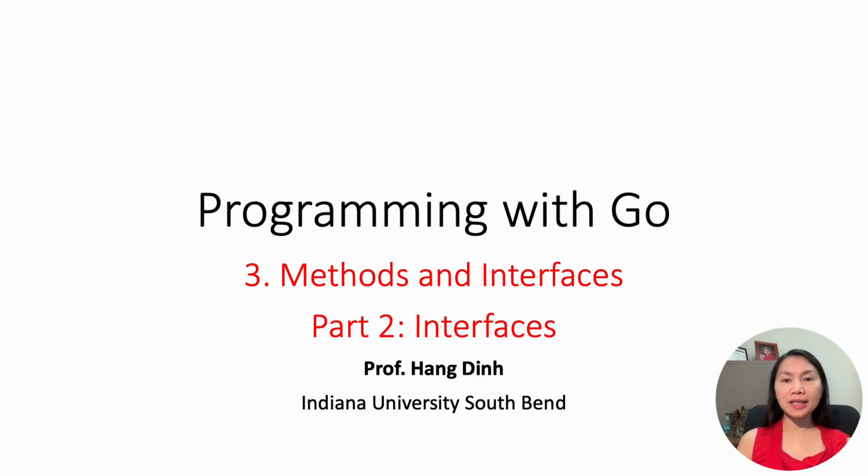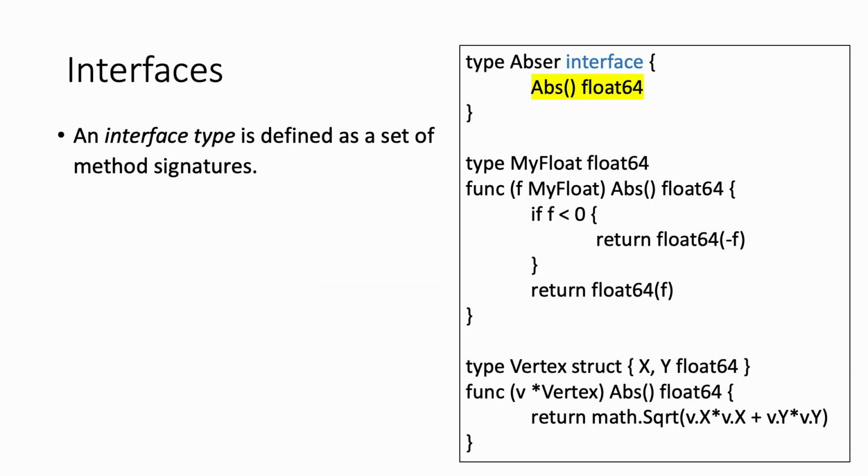This video is the second part in the series on topic number 3, methods and interfaces. In the first part, we had covered methods, and so in this part, we will cover basics about interfaces. An interface is a data type that is defined as a set of method signatures. But what is a method signature?